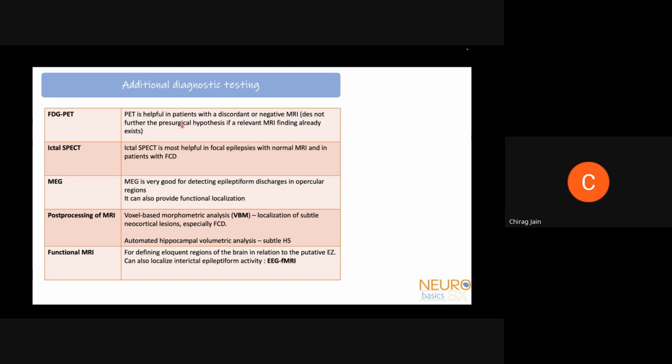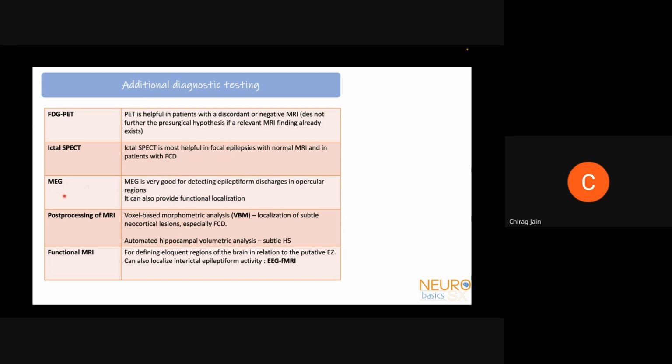Now, it's usually done only in patients who have a negative MRI or a discordant MRI. If your pre-surgical hypothesis has already been confirmed with your MRI and it's already quite clear, there is no need to do any of this additional diagnostic testing. A second test we can do is the ictal SPECT. Now, this is most useful in focal epilepsies, okay, where the MRI is normal, and also it can be useful in patients who have FCD.